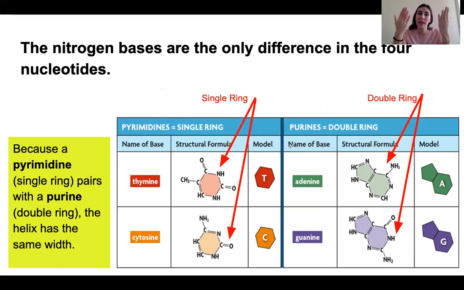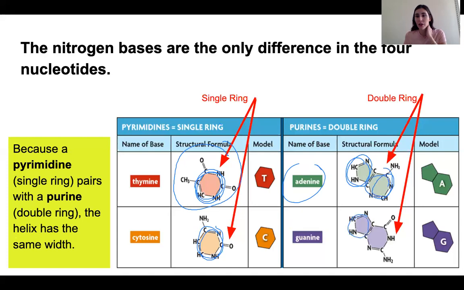Now, the nucleotides themselves, I don't want you to worry too much about what's going on in this slide, but I want you to see that thymine and cytosine are very similar in that they are single ringed, meaning their structure is made from one ring. On the other hand, adenine and guanine have 2 rings in their structure. So they are similar in that sense. Why does this matter?